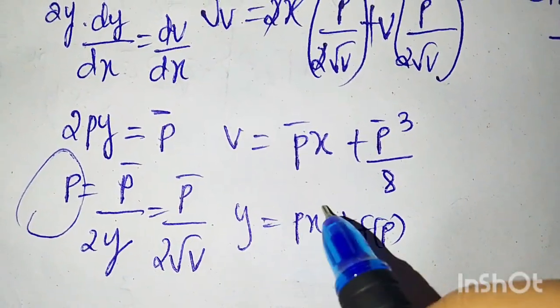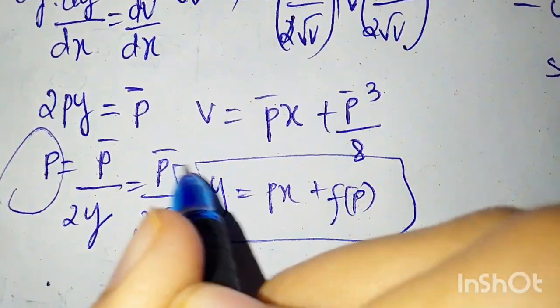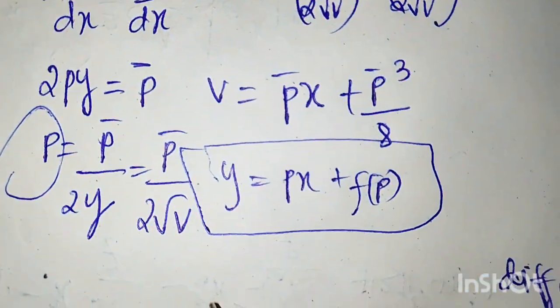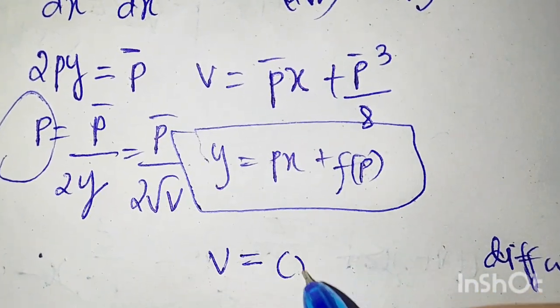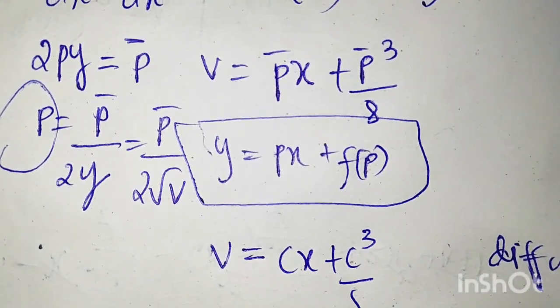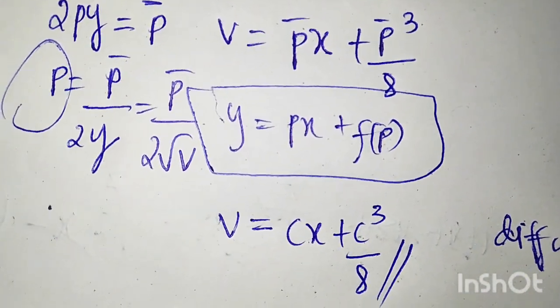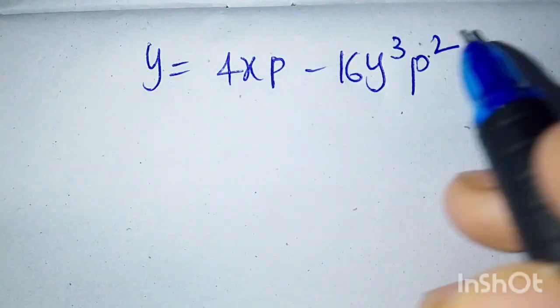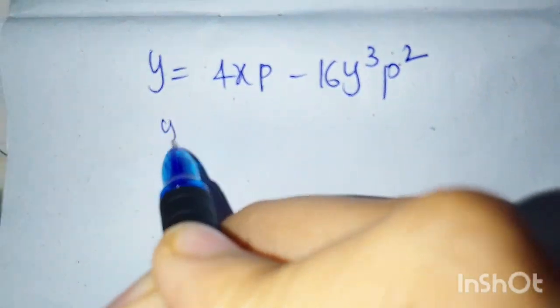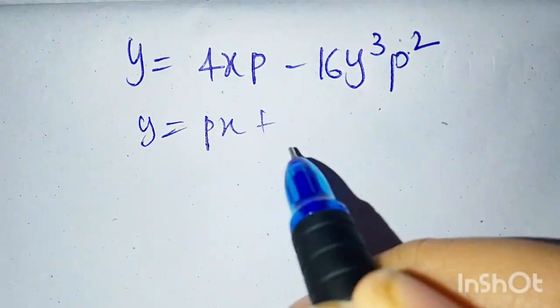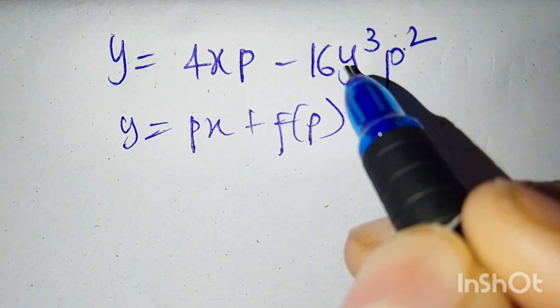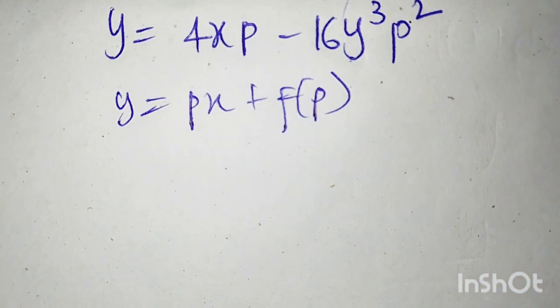Here p bar is there instead of p. So now what is the general solution? v is equal to cx plus c cube by 8. That's it. So see this question. y is equal to px plus f of p I should have, but I have some y cube there. So I'll put a substitution.